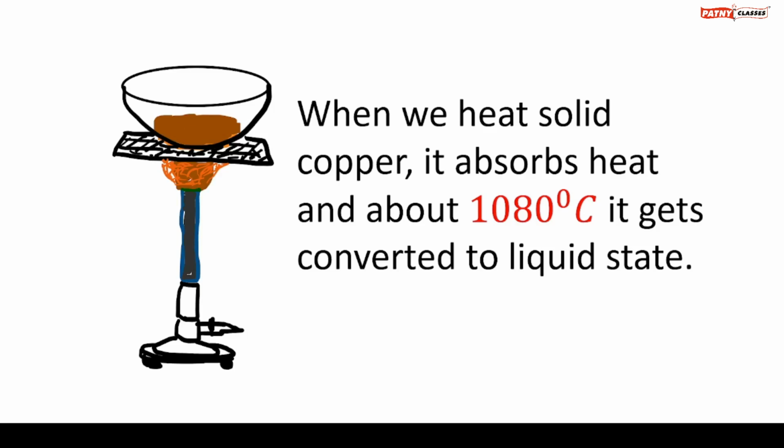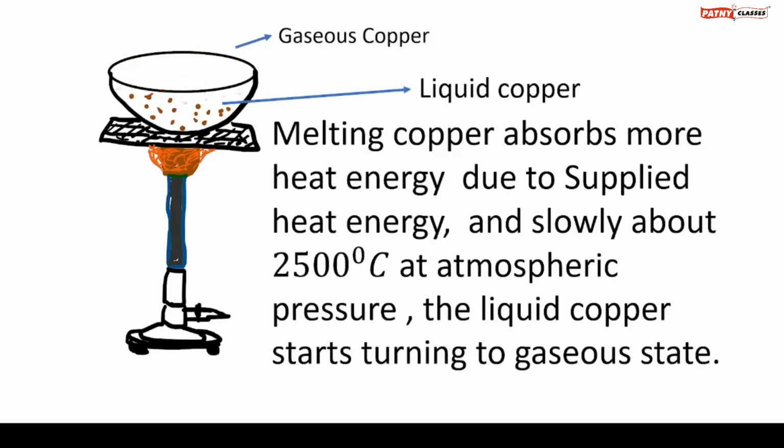When we heat solid copper, it absorbs heat, and at about 1080 degrees centigrade it gets converted into liquid state. Melting copper absorbs more heat energy due to the supplied heat energy, and slowly, at about 2500 degrees centigrade at atmospheric pressure, the liquid copper starts turning to gaseous state.